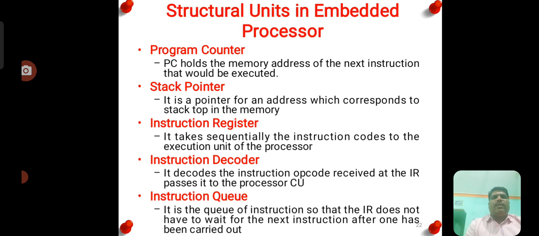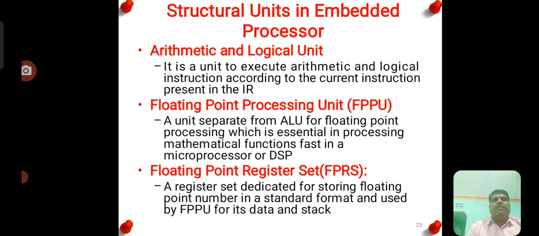Instruction queue: it is the queue of instructions so that the IR doesn't have to wait for the next instruction after one has been carried out. Arithmetic and logic unit: it is a unit to execute arithmetic and logical instructions according to the current instruction present in the instruction register. Next one, the floating point processing unit.